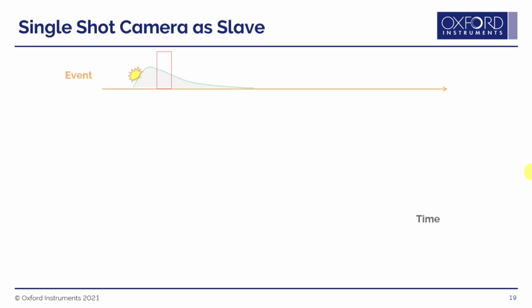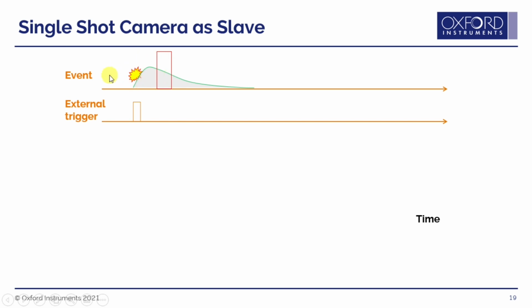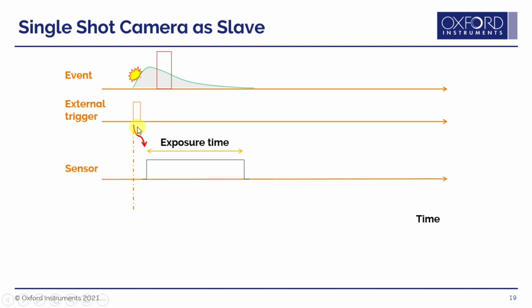So say hypothetically you had some form of event that is occurring. It could be your laser shot or something that's your event, and you want to look at something that occurs sometime after that event, but relatively close to it. Well, from the trigger of your event, you'll have some kind of external trigger. So this could be an output from your laser. And you can use this external trigger to then trigger your sensor exposure, which is what we've got in our setup here today.